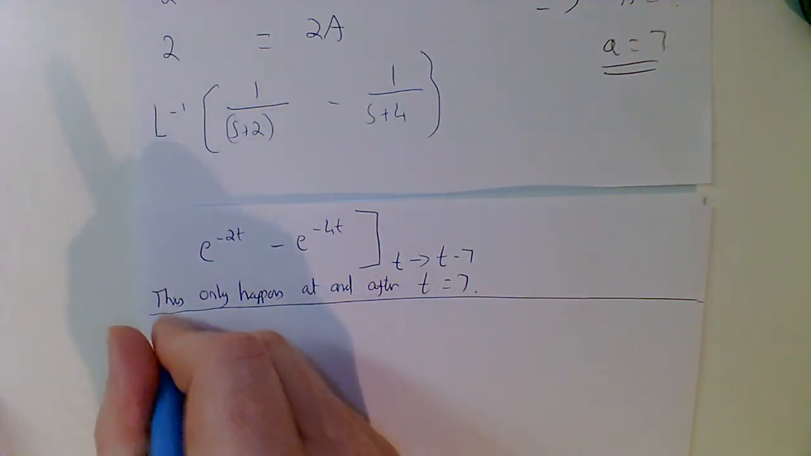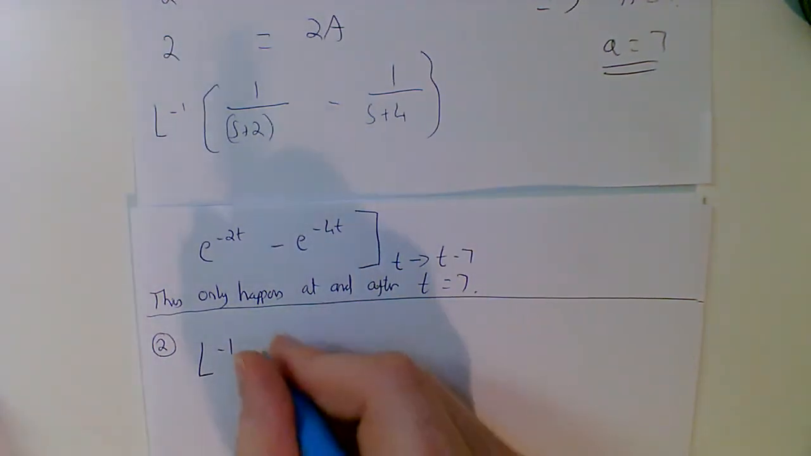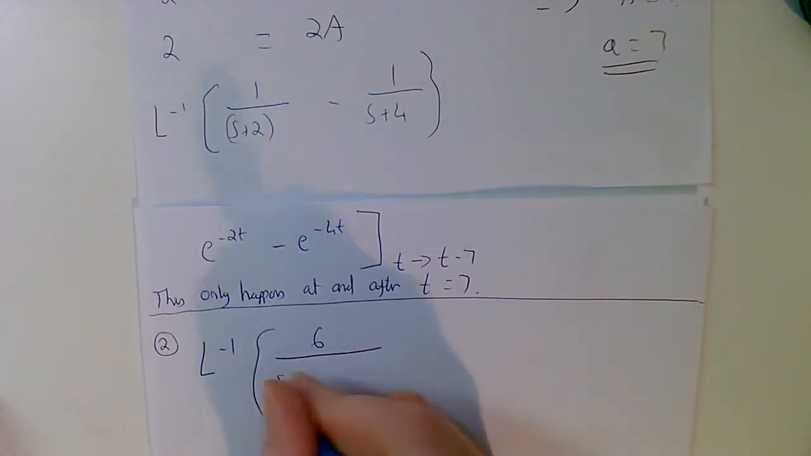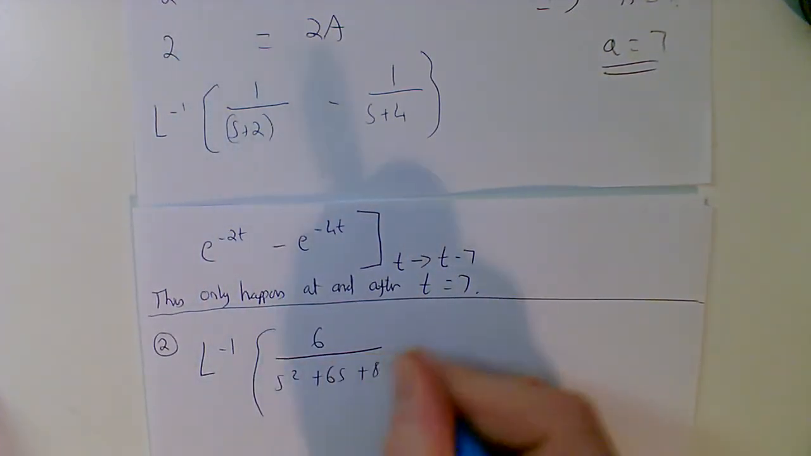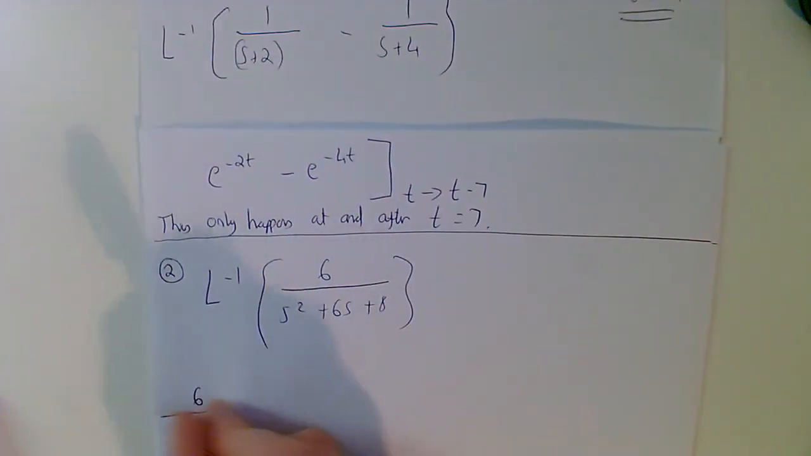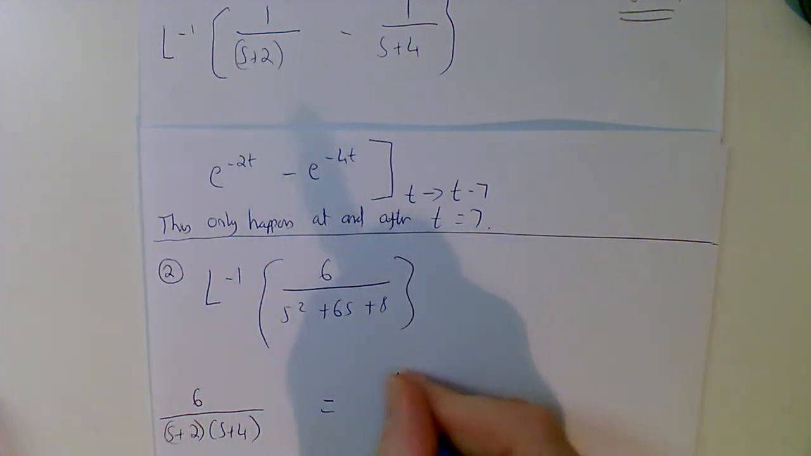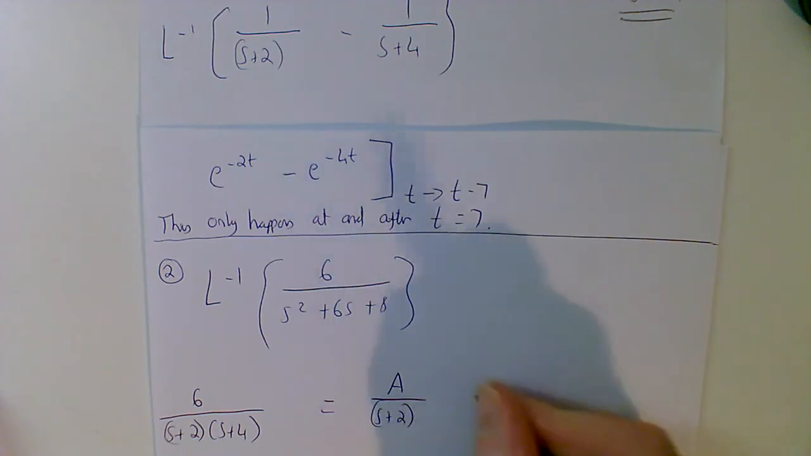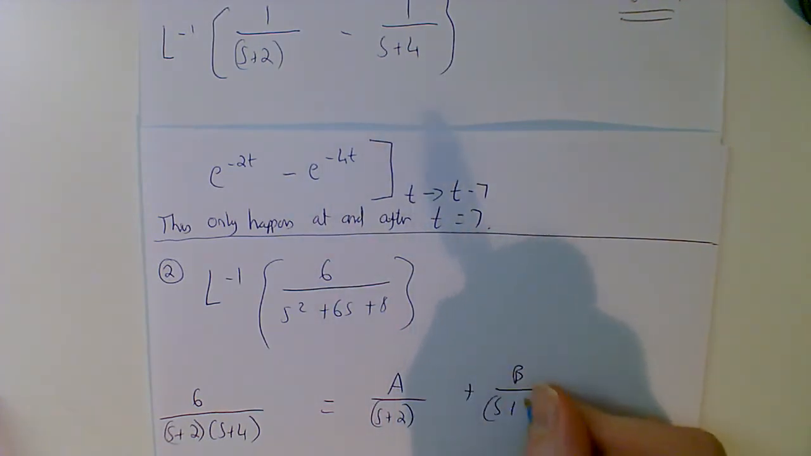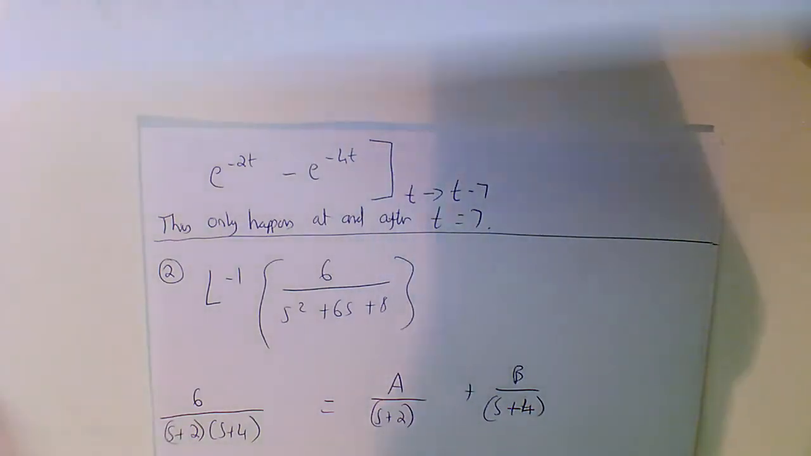Okay, part 2, I need to find the inverse Laplace transform of 6 over s squared plus 6s plus 8. Again, it's the same denominator, so I'm just going to factorise that like normal. It's the same partial fraction but with a different number on the top. So effectively all it's done is turned one partial fractions question into two. That's all the Dirac delta function is basically doing in terms of difficulty of the question.